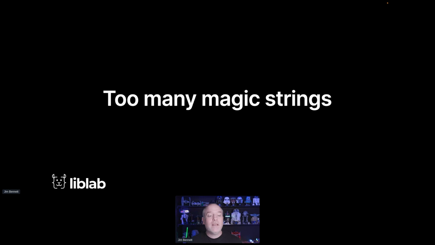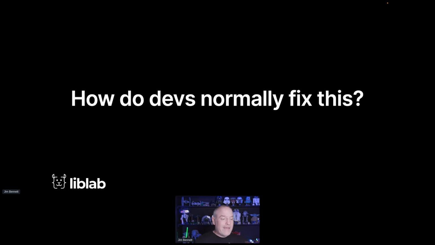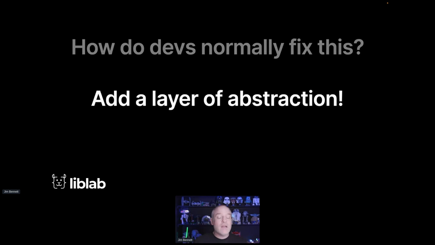And this is the kind of thing you're likely to build a layer of abstraction over. And it's too easy to make these silly mistakes. The compiler can't help me. The linter can't help me. I just have to run it and wait till runtime and find the errors. Really not ideal. So how do devs normally fix this? As I said, we fix this by building a layer of abstraction.